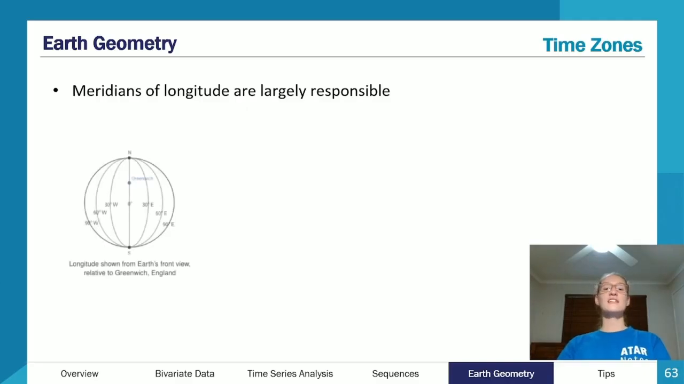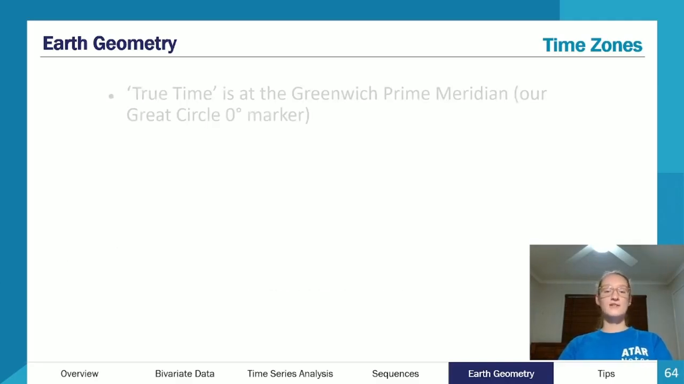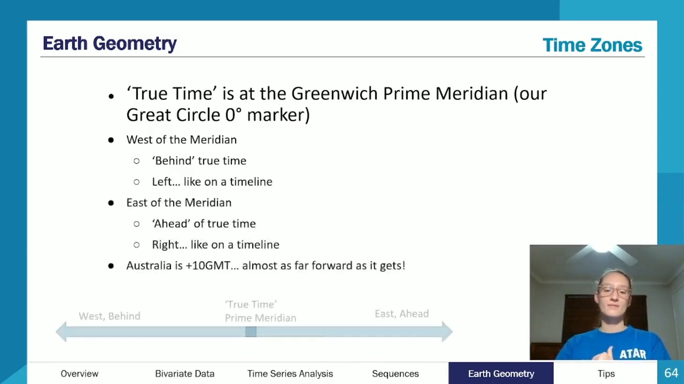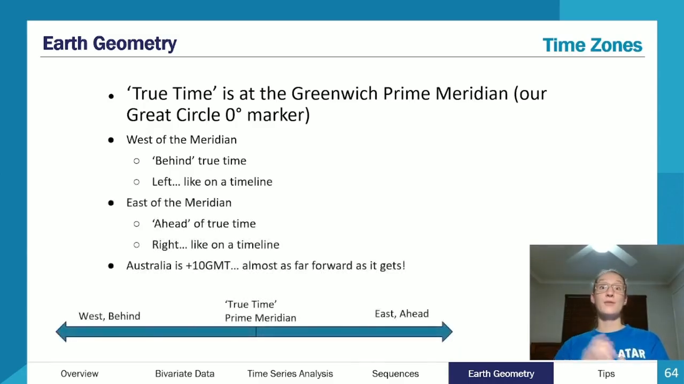We're actually going to skip through time zones because we don't have time for that today. But again, please download the slides, go through this. The one point that I'll make here is true time is at the prime meridian. That's the real time. Because Australia is really far east, we're technically ahead of time. We're at about plus 10 GMT, like 10 hours ahead of true time, and that's because we're really far east.